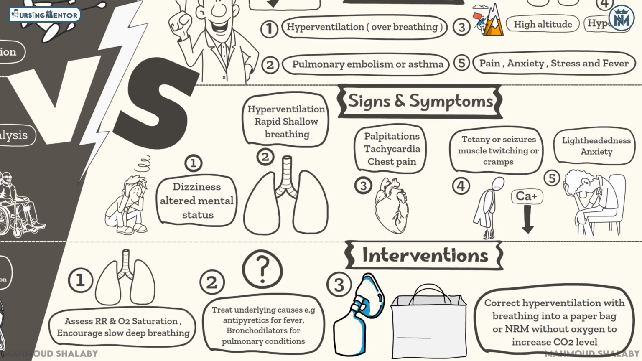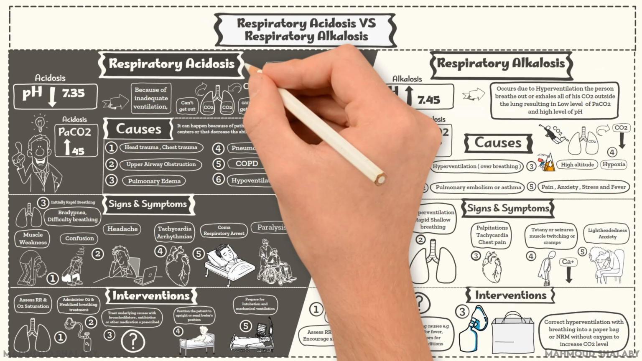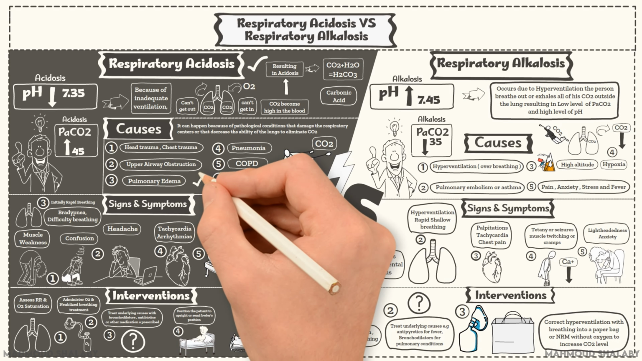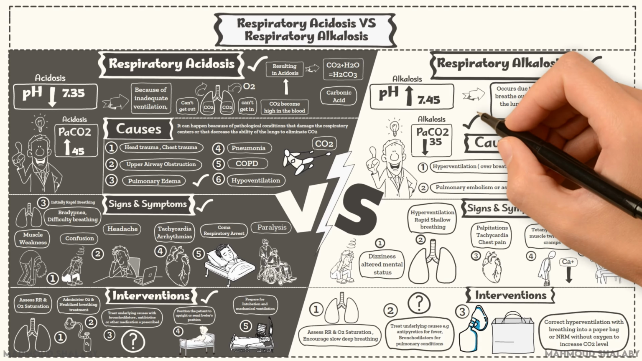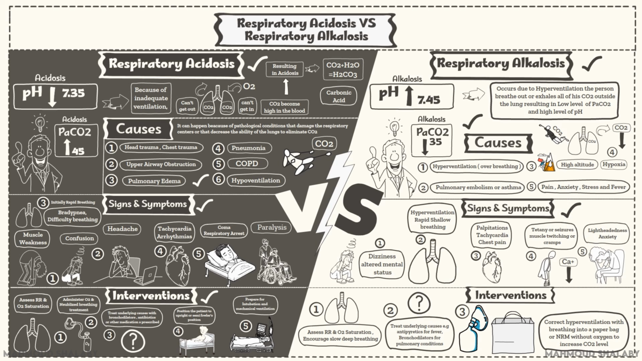Now we have reached the end of our episode. It is very simple. If you follow this format, you will remember how to differentiate between respiratory acidosis and respiratory alkalosis. Try to watch it again and take notes. This will help you during work or exams.